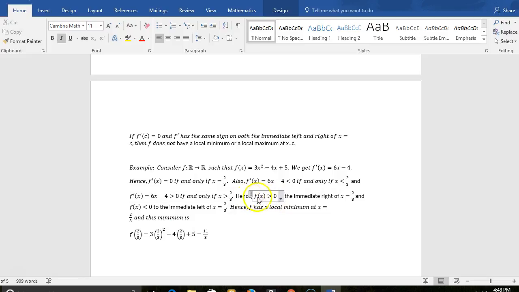Okay, hence f prime of x is greater than 0 to the immediate right. So what have we shown? Now, guys, remember, greater than means to the right of. So to the immediate right of 2/3, f prime is positive, so we're increasing. To the immediate left of 2/3, f prime is negative, so we're decreasing.